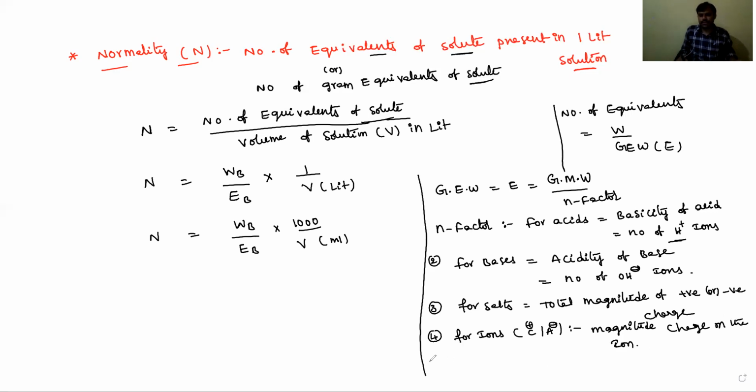Okay, and the fifth one is oxidizing agents, the N factor. What is an oxidizing agent, dear students? The oxidizing agent itself undergoes reduction by accepting electrons. So for an oxidizing agent, the N factor is the number of electrons gained.